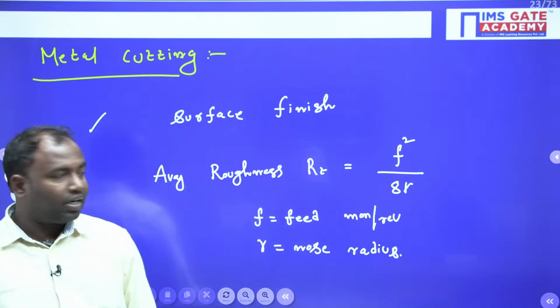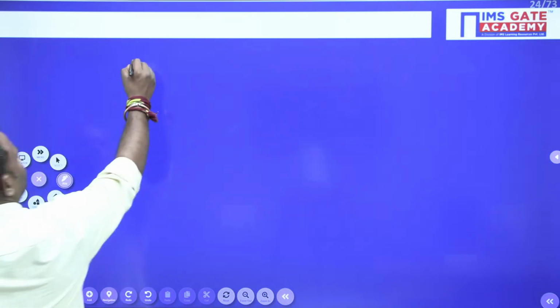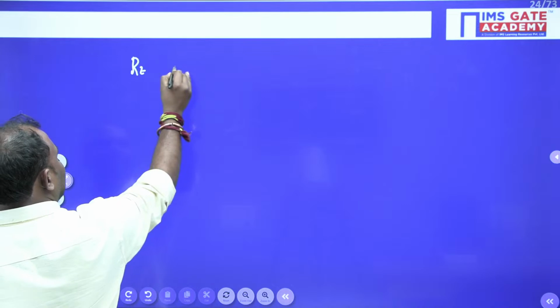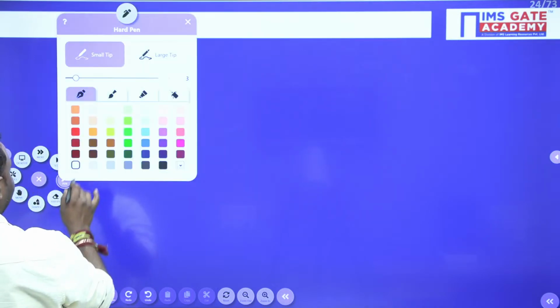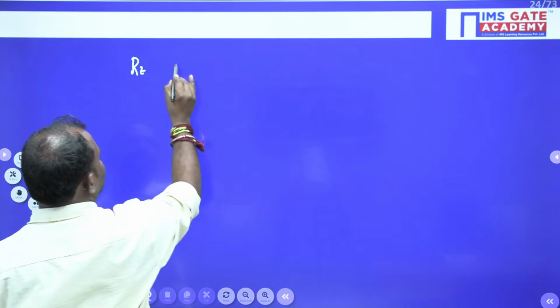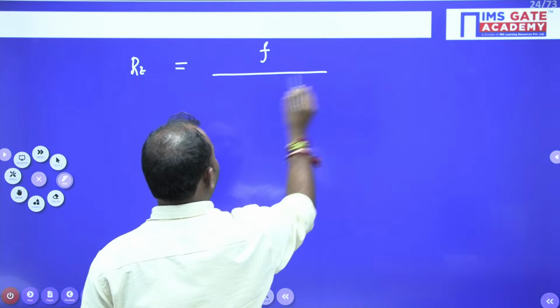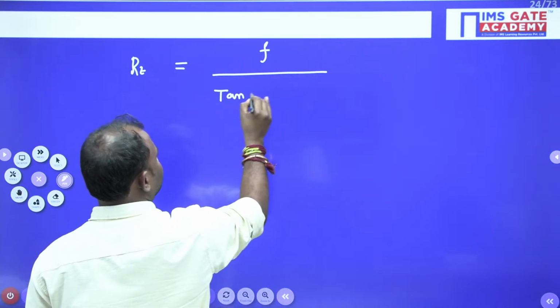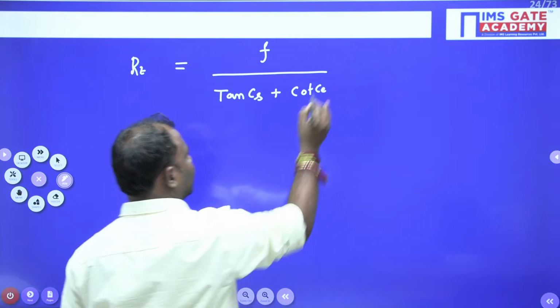Now the surface roughness can also be calculated by using the formula if side cutting edge angle and end cutting edge angle are given. We can calculate like this also: F is divided by tan Cs plus cot Ce.